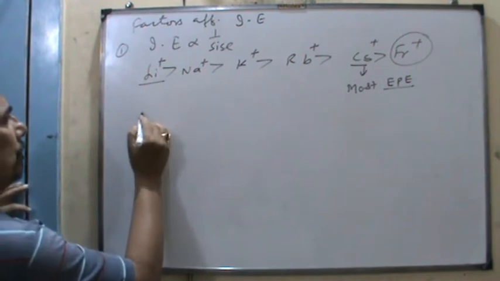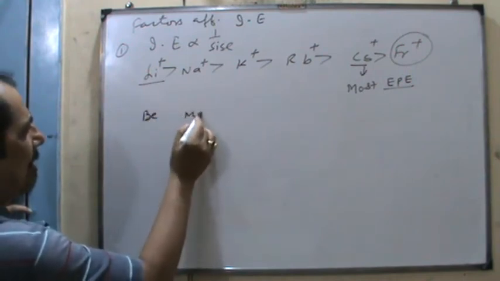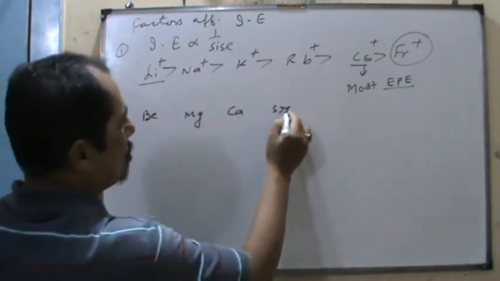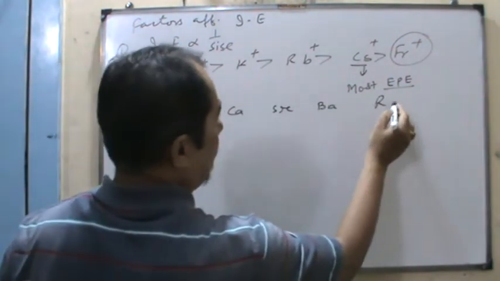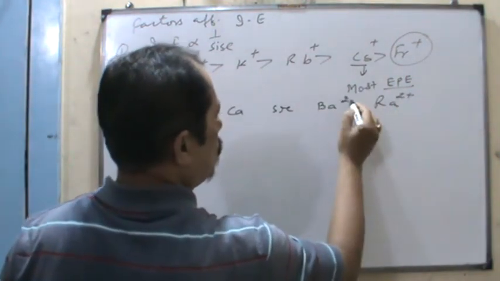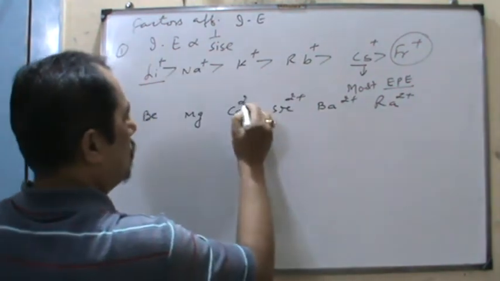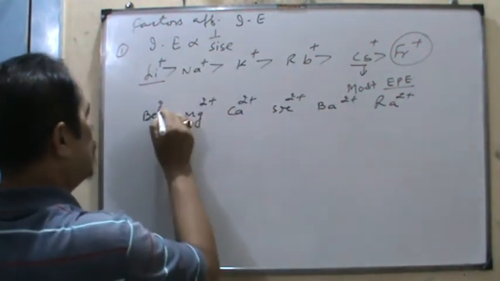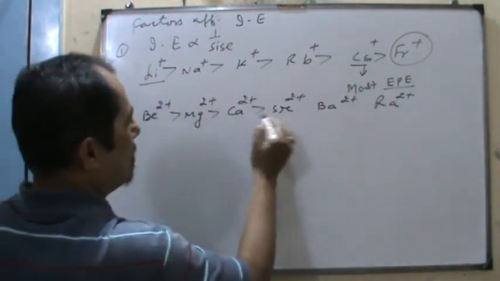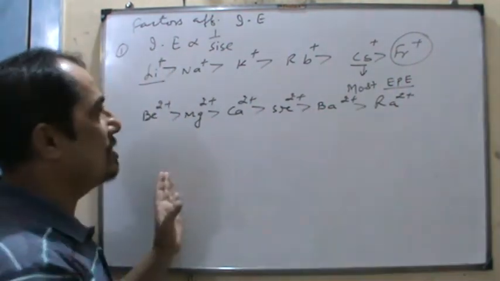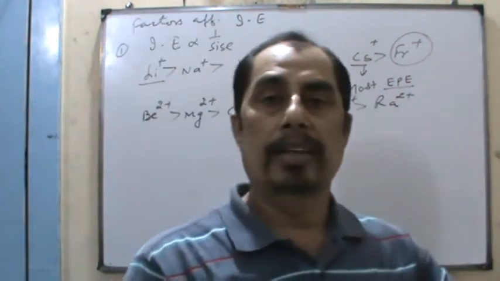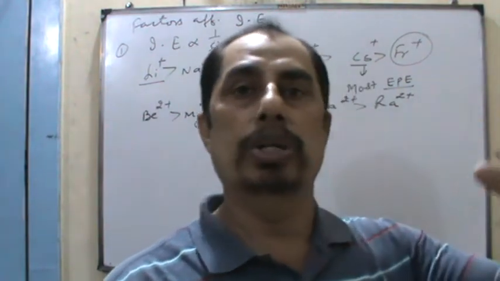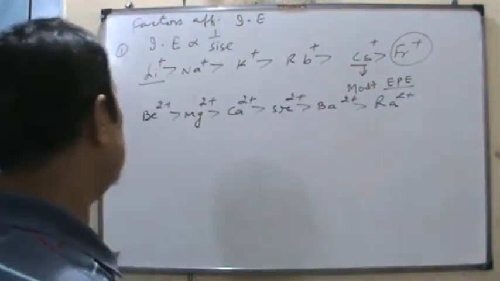So down the group, if I say beryllium, magnesium, calcium, strontium, barium and radium, 2 positive, 2 electrons in the last orbit. So beryllium, magnesium like this. So the ionization energy is going to decrease, right? Because size is going to increase.